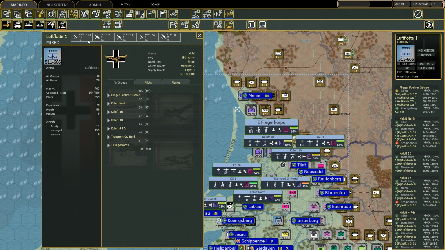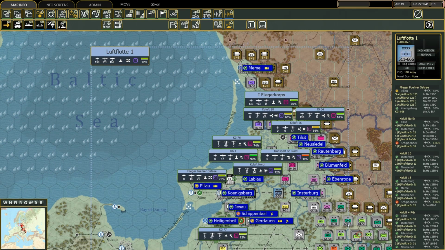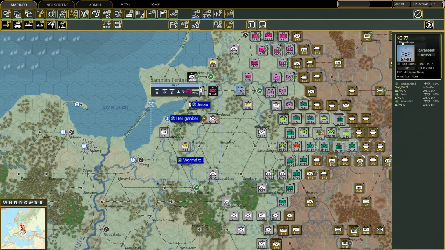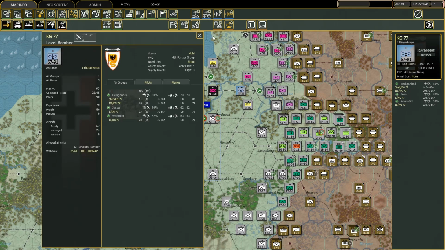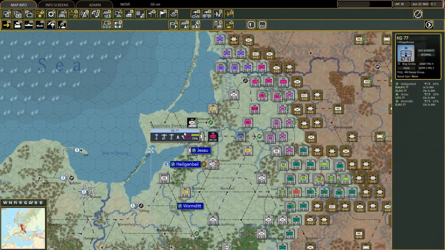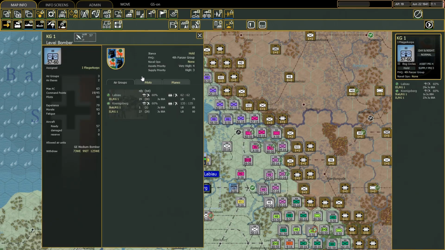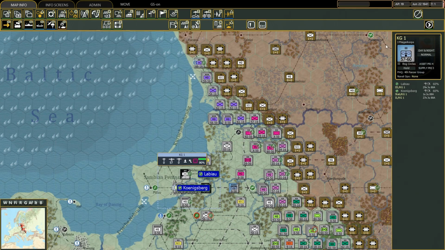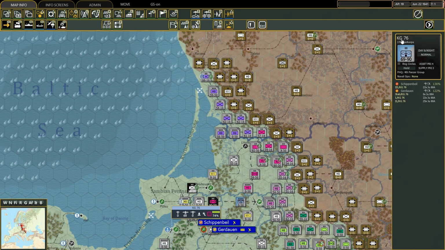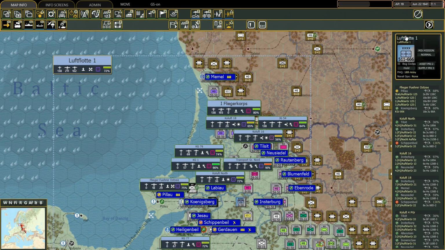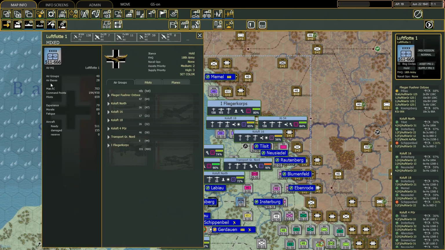You have fighter bombers, you have recon, you have transports, and I'm pretty sure you also have, if we pick the KG-77, yeah, you have level bombers, and let's see if we have the KG-1, I think, level bombers. I wanted to see if we also have the tactical bombers, but maybe you don't. Yeah, just level bombers. But okay, so you got the idea.